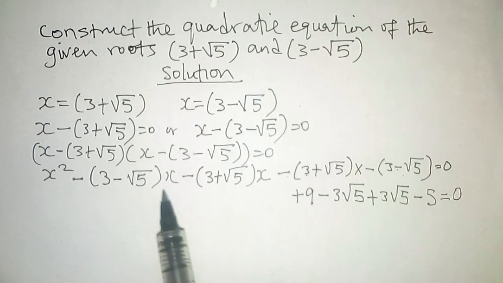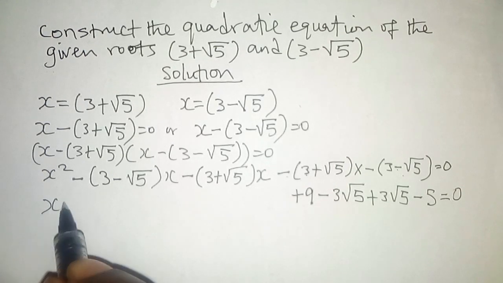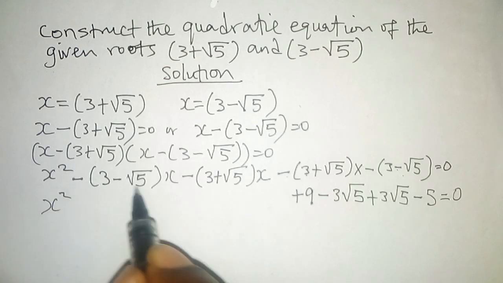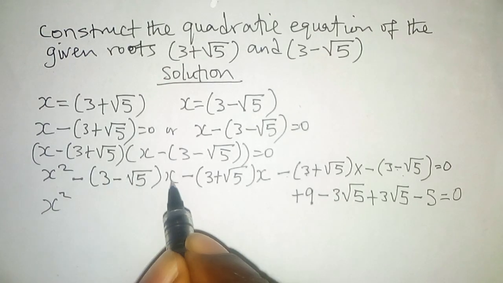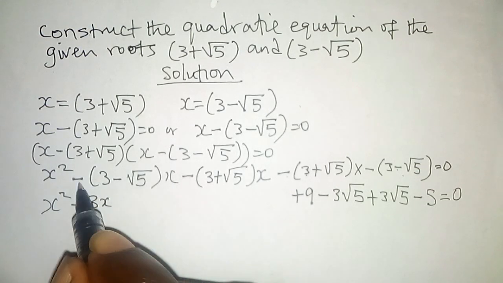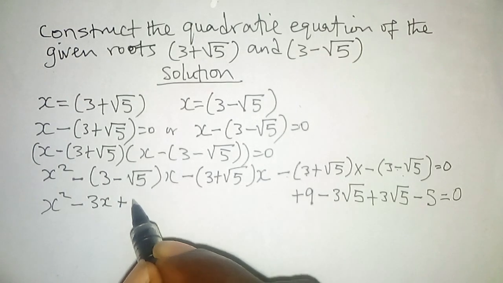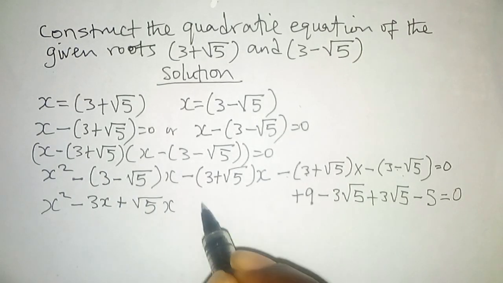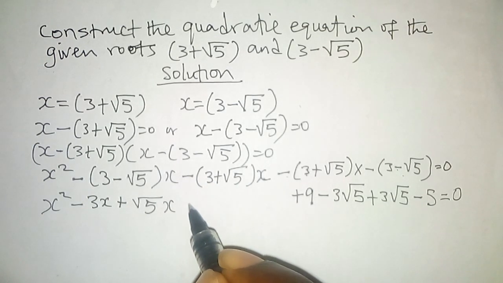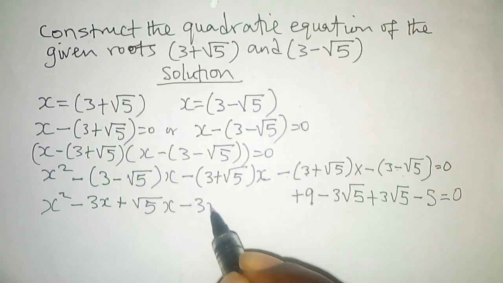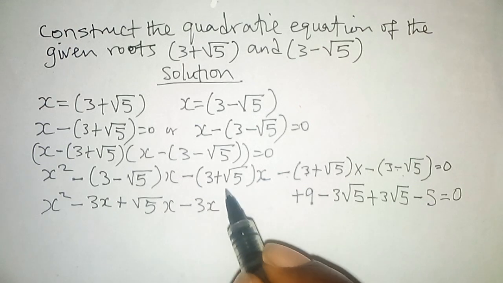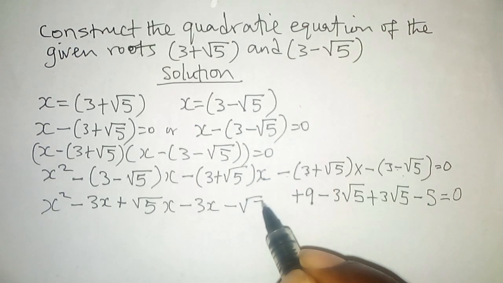Now let's come back here. x squared. Here we open this bracket so that it will be easier. 3 multiplied by x will give us minus 3x. When we open this bracket, it will become plus the square root of 5 x. The same thing is done here: x multiplied by 3 will give us 3x, so the minus sign comes into play, minus 3x. Then minus the square root of 5 x.